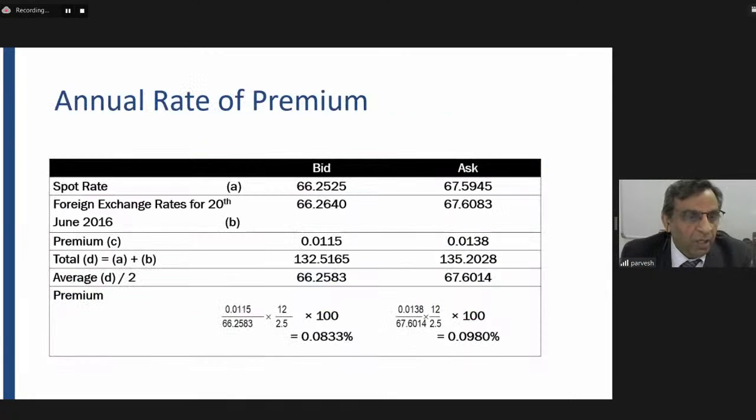Here I just added the two quotations, the quotation at the beginning and the quotation after 2.5 months, and I came to 132. Then I did the average of it. So the average rate in the last 2.5 months, I presume, is 66.25, and the swap points are 115, which means there's a premium of that. I hope you have followed. If you have followed and understood, you're very good.